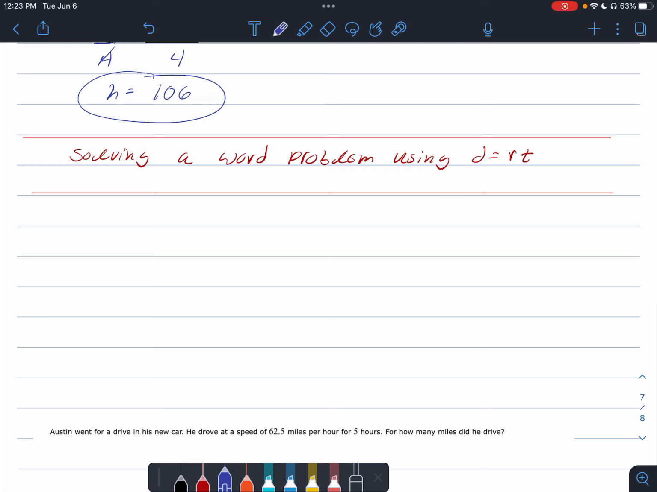In this video, we are going to be continuing to solve some word problems. But in this situation, we're looking at word problems that involve a little formula, D equals RT. This is a very simple formula oftentimes used in physics. Here we have that D is for distance.